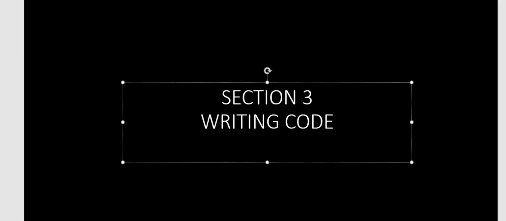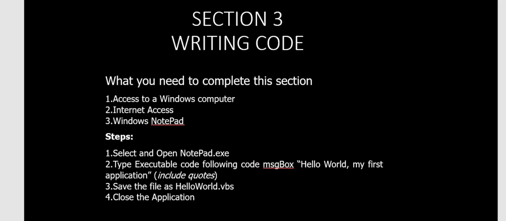Welcome to Section 3, Writing Code. In this section, we will write our first simple program called Hello World using a Windows-based coding language called VBS. VBS is the underlying language used by the Windows operating system and is available to us without using any complicated development environment. Let's get started.